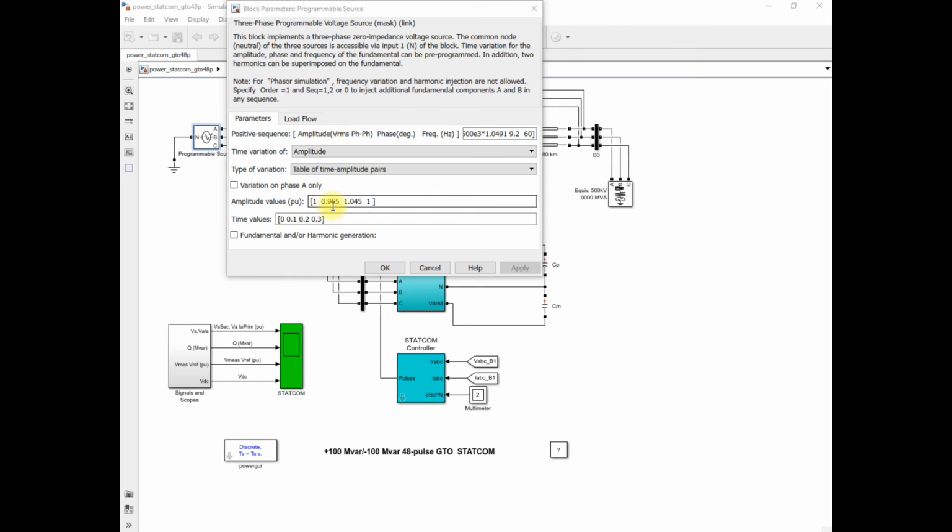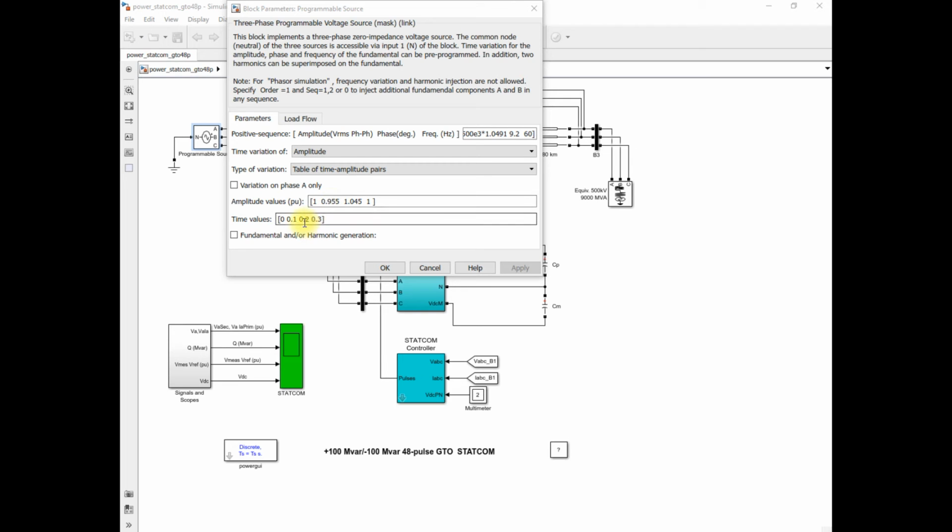Here the voltage sag and voltage swell condition is generated by this three-phase programmable voltage source, which acts as a generator. So initially at 0 second voltage is 1 per unit. At 0.1 second, the voltage is reduced to 0.955. It means that it is below the reference value. So at that time, STATCOM acts in capacitive mode and injects the reactive power into the system to maintain the voltage near to 1 per unit.